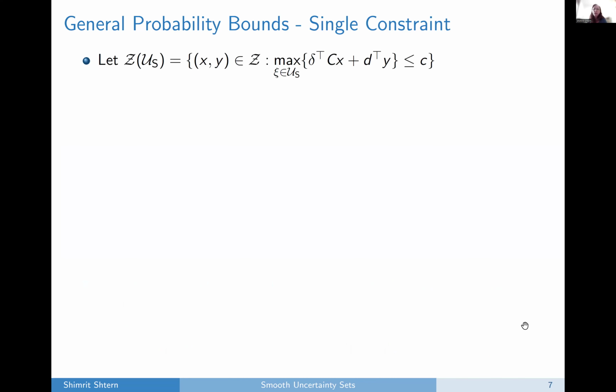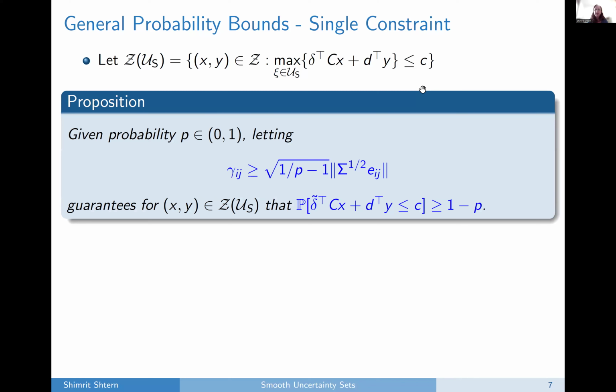But of course, we know that we can also treat the case for a single constraint and get nicer results. So for a single constraint, I just omitted the index i from the constraint parameters, and we look at all x, y which are feasible for the robust constraint. And in this case, we can set gamma like this. So we have a nicer gamma, it doesn't depend on n. We have also minus 1 here. So instead of square root of n divided by p, we have 1 divided by p minus 1.